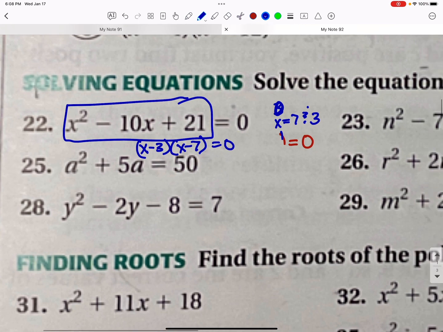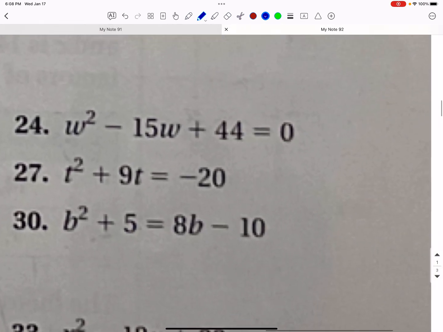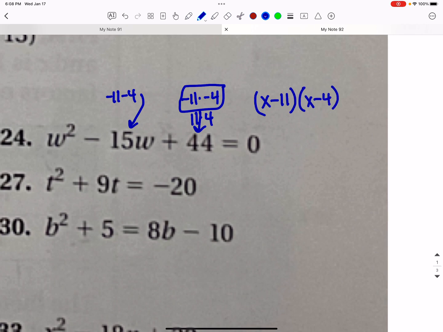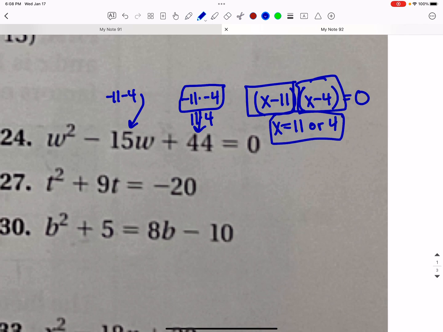All right, 24, I'll do that one. If I can factor it, I can solve it. I need two numbers, maybe 11 times 4. Oh yeah, and if it was negative 11 times negative 4, that would be positive 44, and negative 11 minus 4 is negative 15. So those are the two numbers I need: negative 11 and negative 4. That's what's going to do it. So my two answers are when x equals 11, this side is 0, and when x is 4, this side is 0. There's my answer. So I'm just factoring.